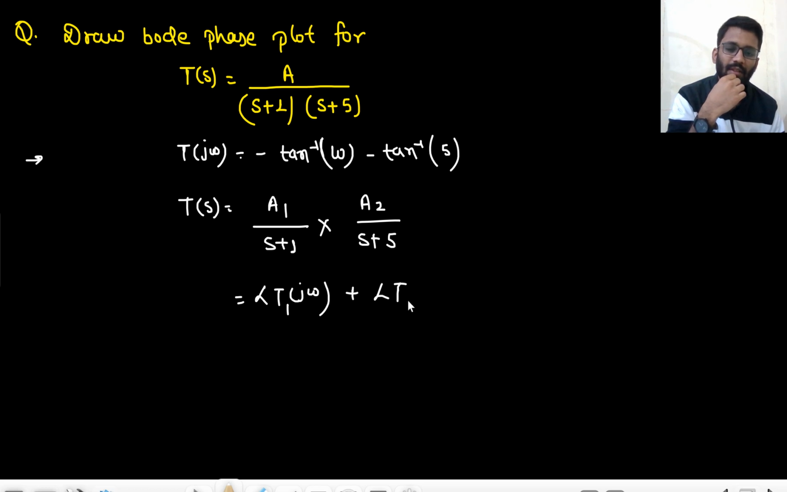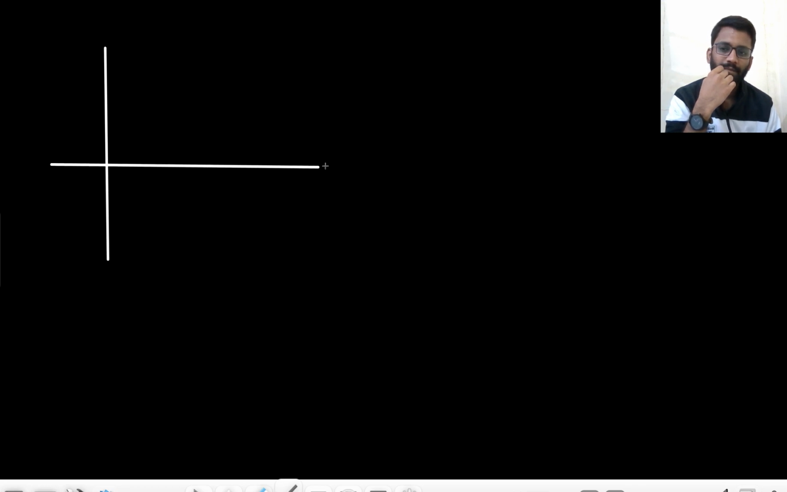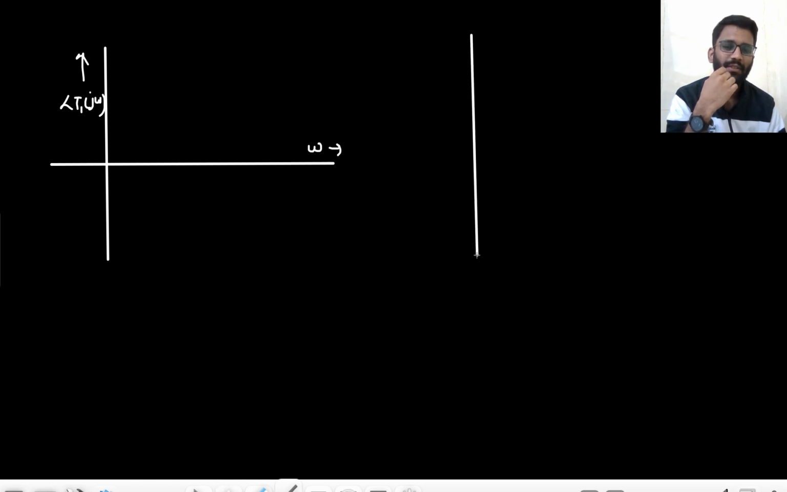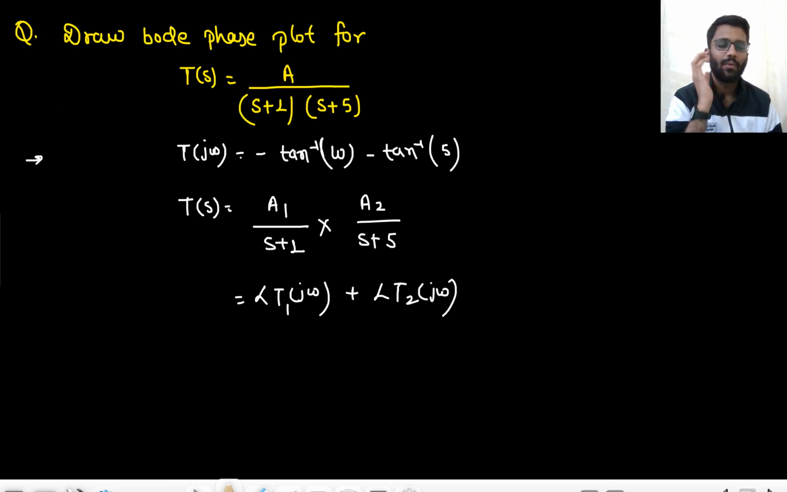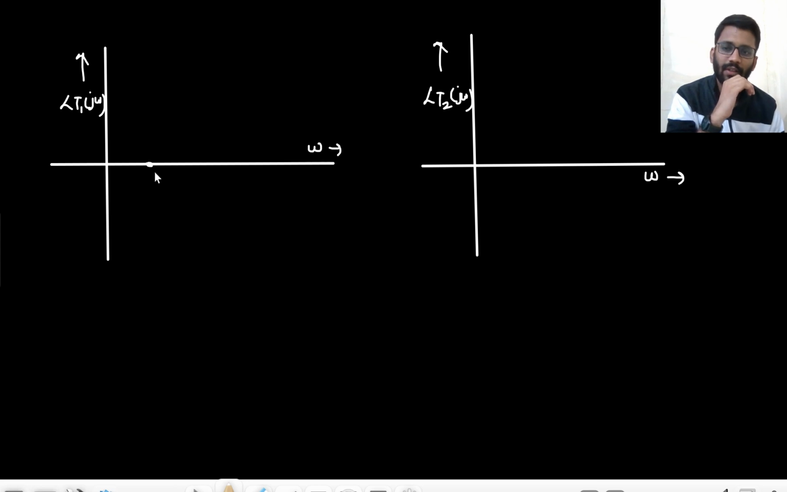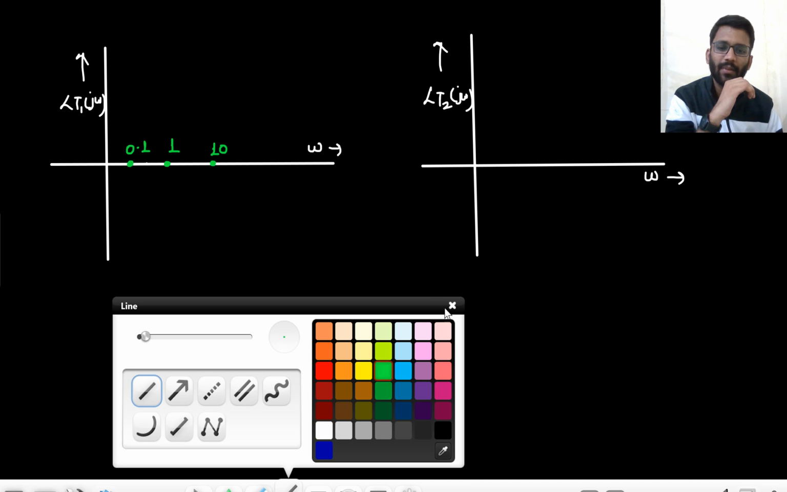T1 of j omega, T2 of j omega. Okay, so first I will make for A1 upon S plus 1. So always prefer two different curves when you are drawing phase plot. In case of magnitude plot, you can draw it in one curve only. But in case of phase plot, I will always say prefer two curves. Okay. So this point is 1. This point is 1. Then 1 by 10 times of this, and this is the 10 times. Okay, before this there will be nothing.